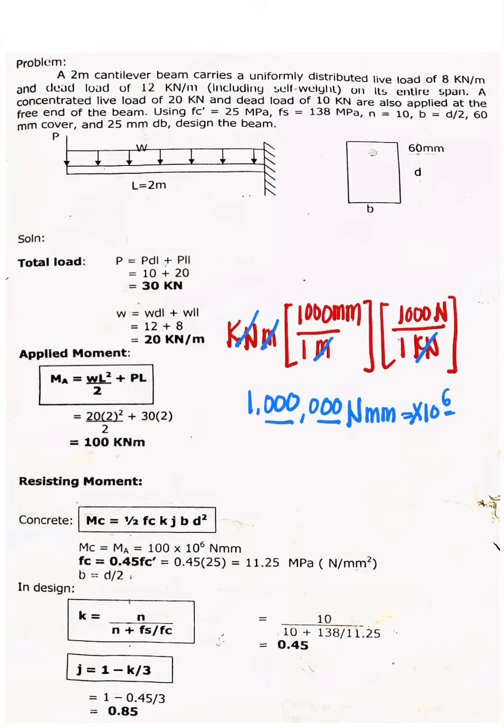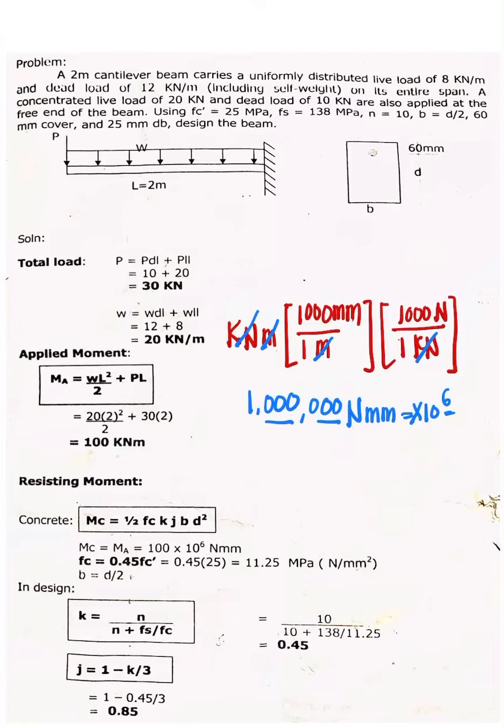That is in megapascal. So to convert megapascal into newton per meter squared, that is just equal, megapascal and newton per millimeter squared. And then we also have our b, which is d over 2. And then in design, you have your k, and also for investigation, you have another formula for k. But this is a design problem, so our k is equal to n over n plus fs over fc. Okay? So that is equal to 10, which is the modular ratio given in the problem, divided by 10 plus 138 over the fc, which is 11.25. So now we have our k equal to 0.45. And then we will solve for j, that is equal to 1 minus k over 3. So I already gave you these formulas.